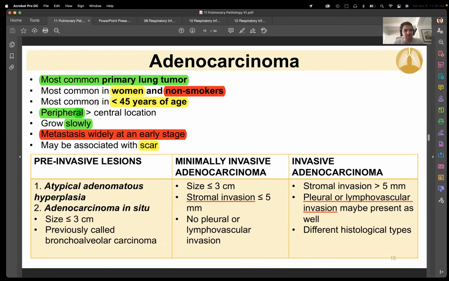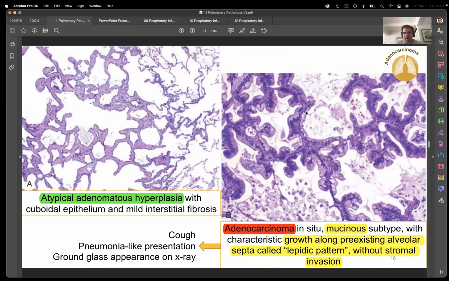Non-smokers, most common primary lung tumor, actually that surprised me. Anyway, non-smokers metastasizes quickly, widely, and again, peripherally located, slow growing. Okay, kind of weird that it grows slowly, but it metastasizes so quickly. It usually doesn't go together. But anyway, just keep it together: non-smoker, peripherally located. That should kind of key you in on that.